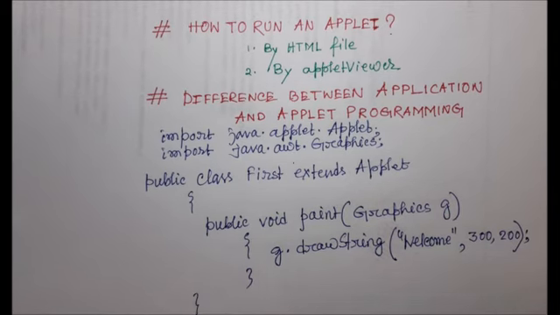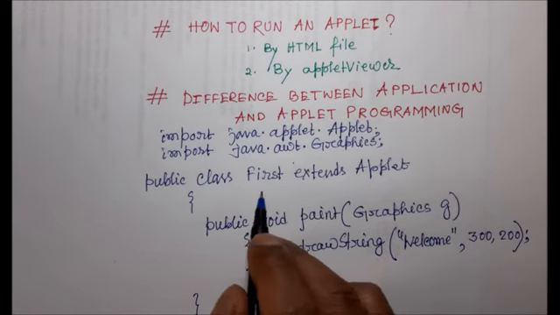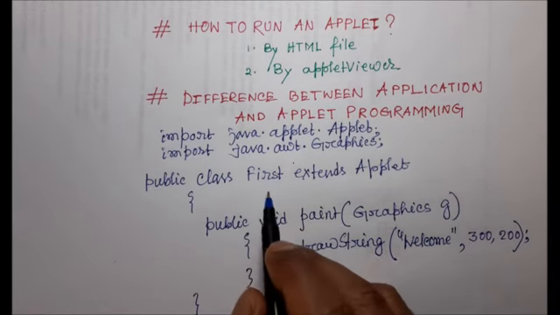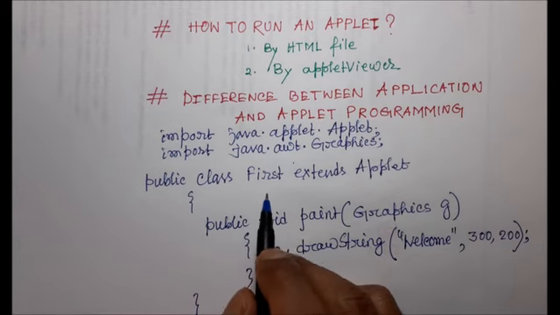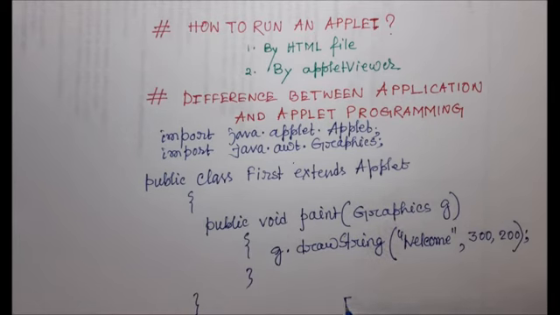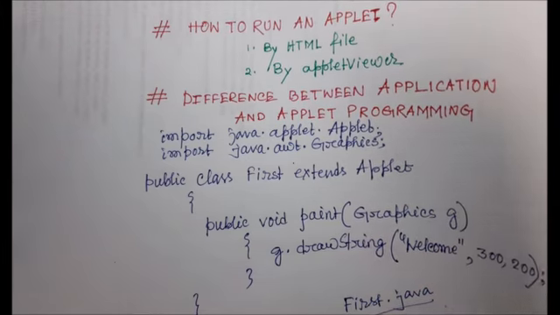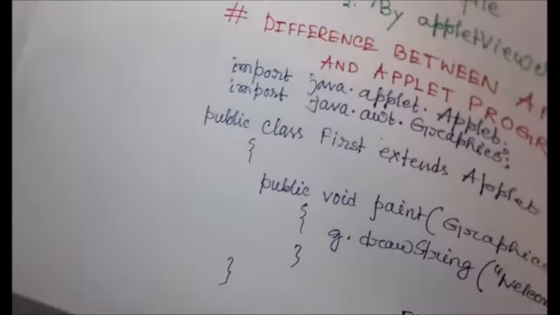Now it is my applet class, which you can think of as a normal Java class. I have to save it. How can I save it? I have to give the class name dot java, so I save it as first.java. So I have written a Java class, where my applet code is kept, and the second thing is that I have to write an HTML file.